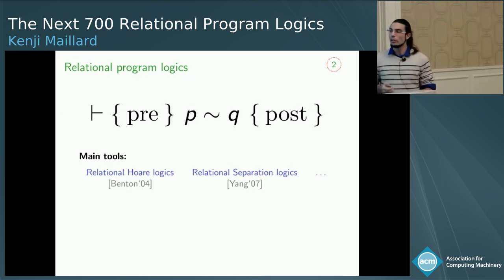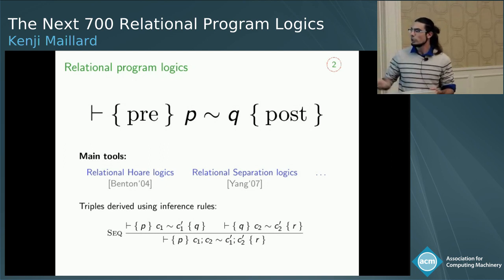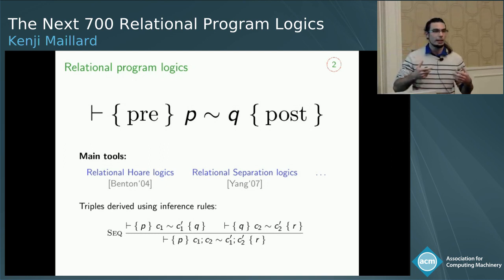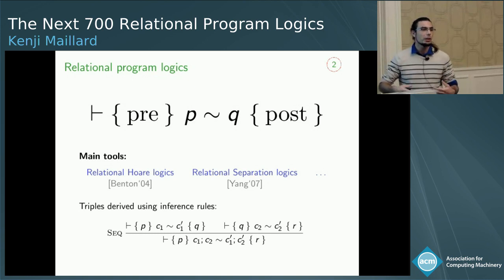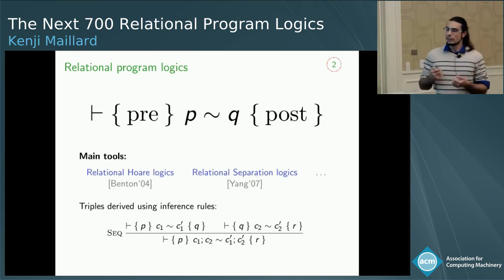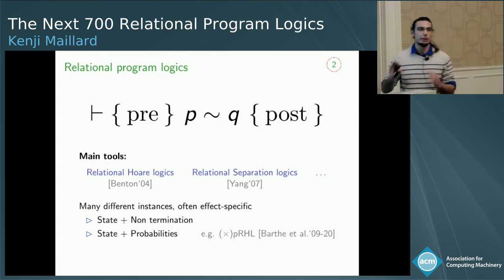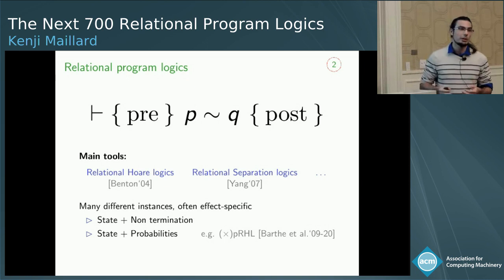How do we prove such triples that assert a relational specification about two programs? By using inference rules, such as this one, that ensure that sequences of programs are related whenever we can relate their subcomponents. We have this kind of relational program logics for many different kinds of effects. For example, simple relational Hoare logic as presented by Benton can account for state and non-termination. And there has been a huge body of work about relational program logics for state and probabilities.